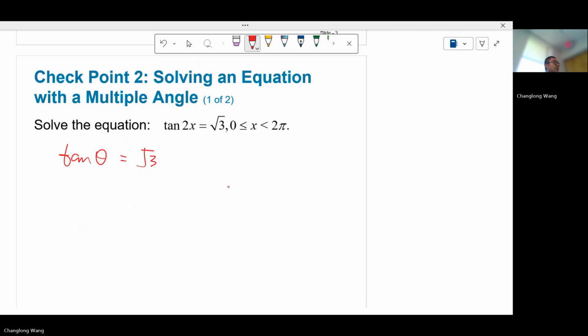Max? Never mind. I'm just saying, let's say in what degrees the tangent of that angle will be radical 3. Would you guys be able to remember that? 45 is 1. So tangent 45 is 1. Yeah, it's either 30 or 60.